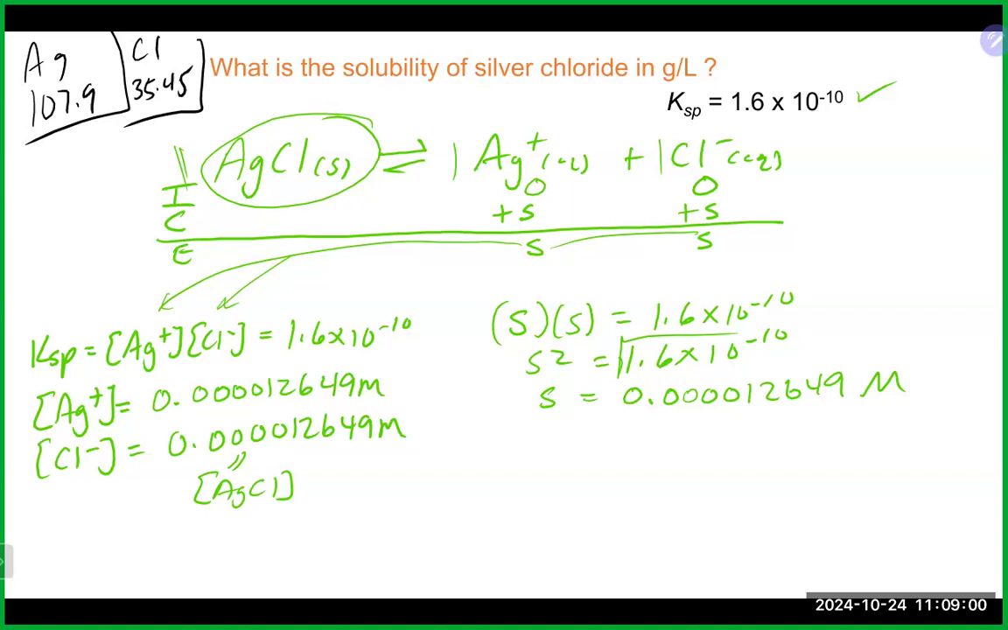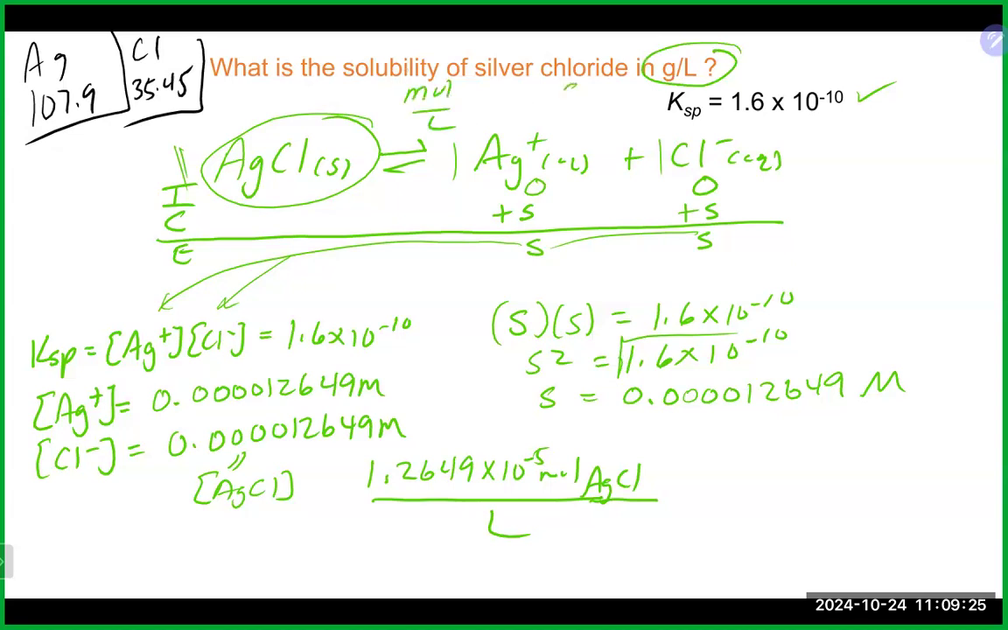That means we have 1.2649 times 10 to the minus 5 moles per liter of silver chloride. I am interested in the solubility in grams per liter. So if I have moles per liter and want to end up in grams per liter, what do I need to do that conversion? That is the molar mass from the periodic table, which is grams per mole. So you need the molar mass from the periodic table to do that conversion.